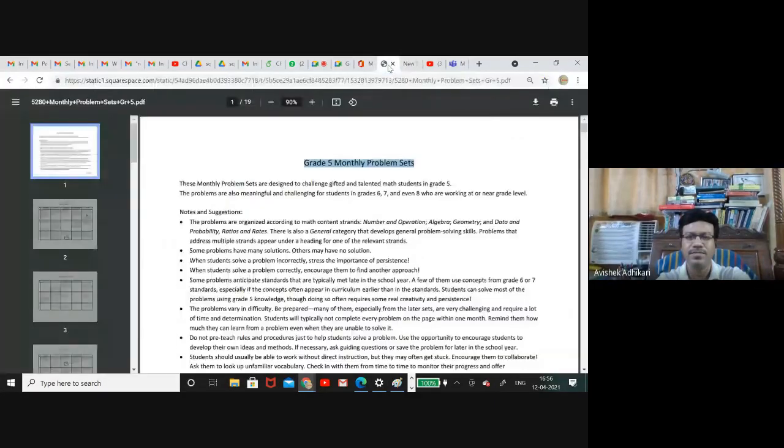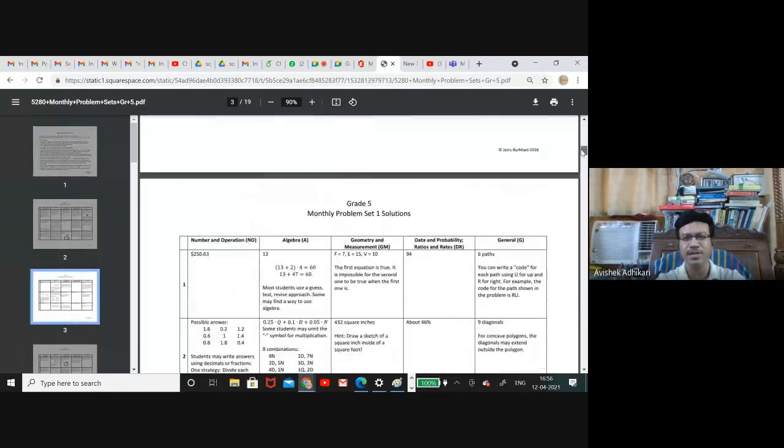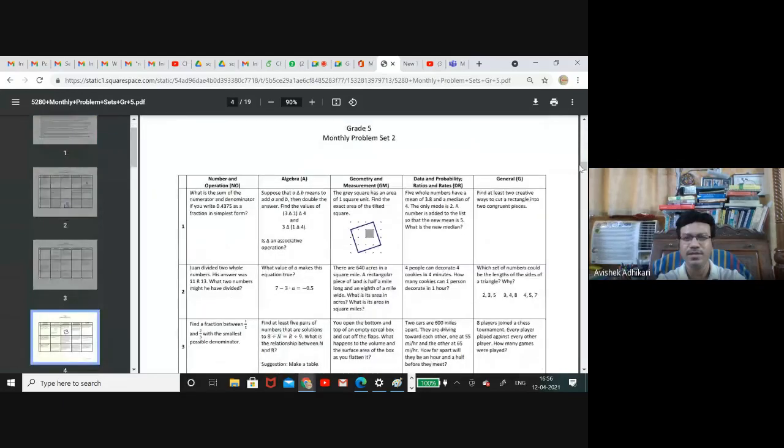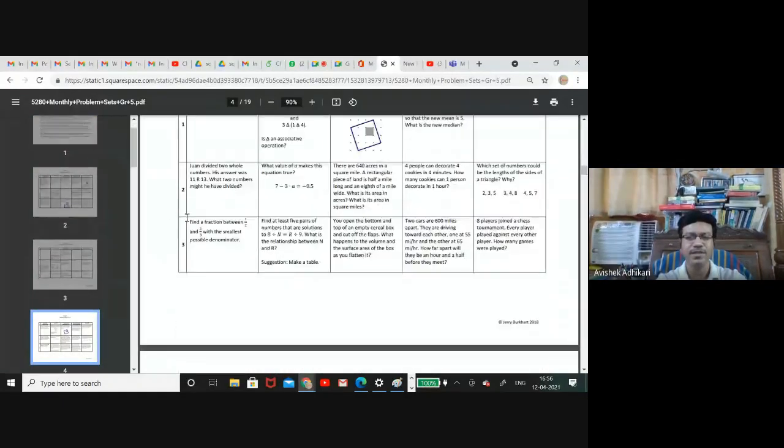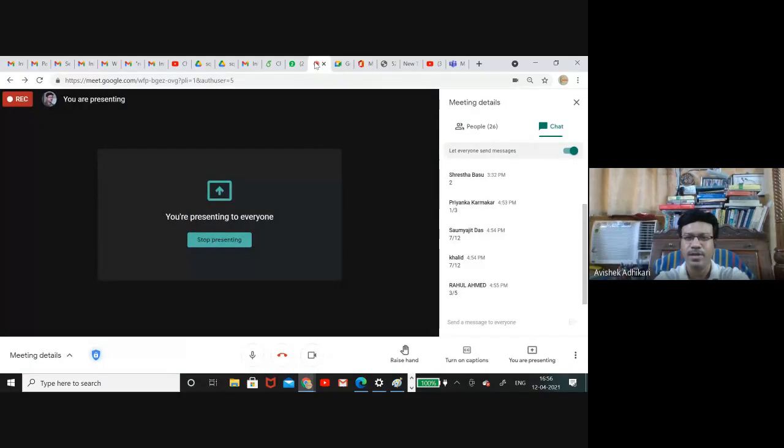And you can see this is a grade 5 monthly problem set question. It's a class 5 problem, and it came in the second month. The question that I asked you is actually for grade 5, and many of you were unable to solve it. Many of you have even given the wrong answer, and few of you have given the correct answer.